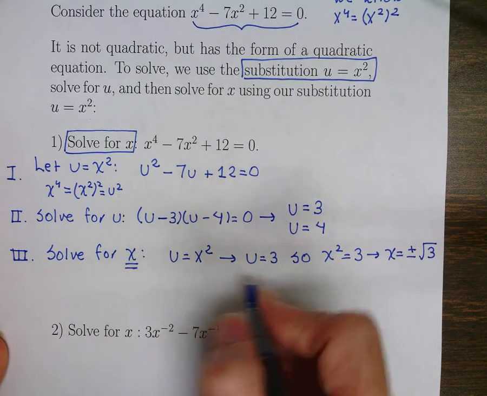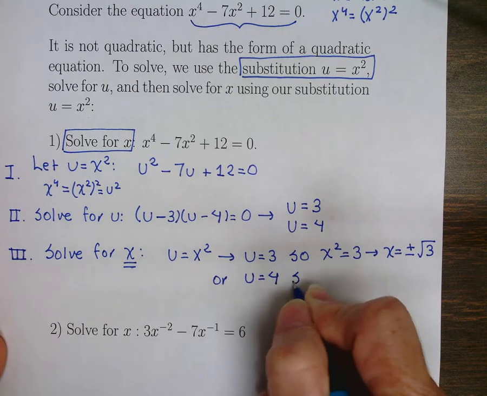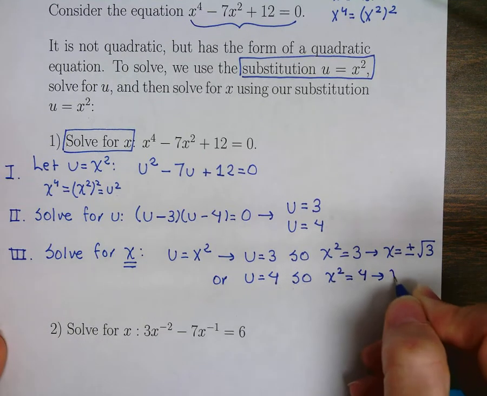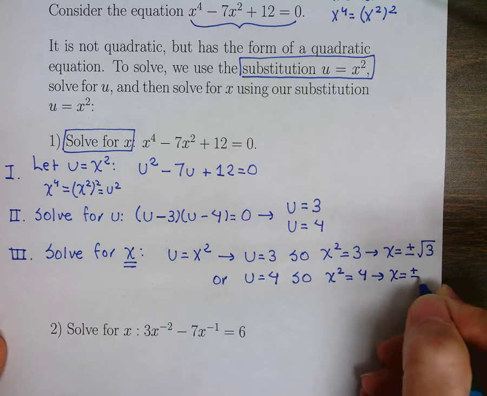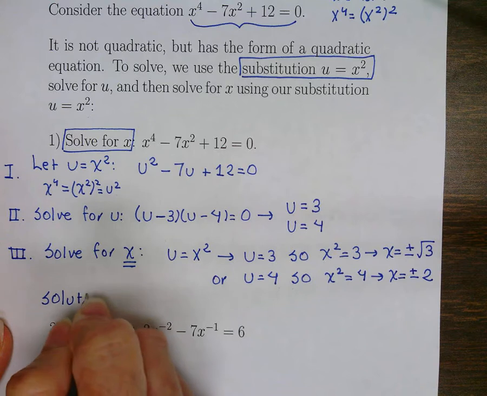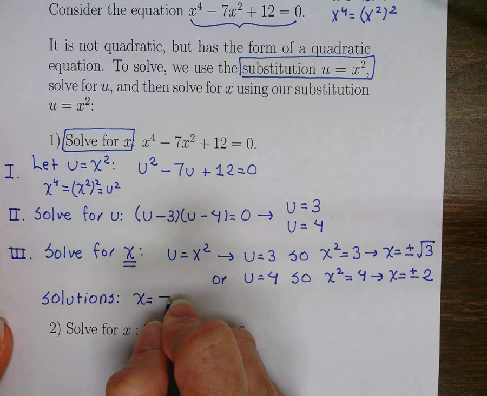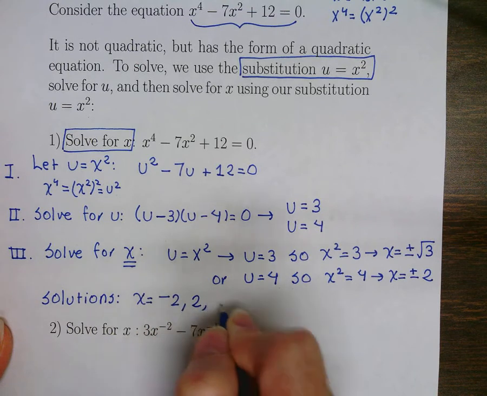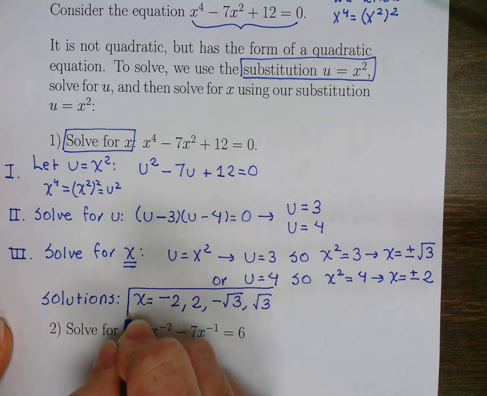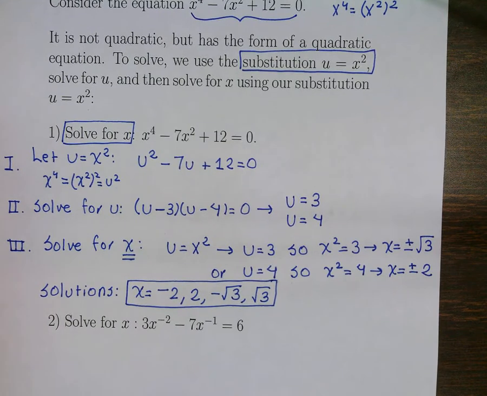The other solution is u equals 4. In that case, we would replace u with x squared equals 4, and of course we again use the square root property, and we get plus or minus 2. So our solutions: x equals negative 2, positive 2, minus the square root of 3, positive square root of 3. So we've solved that equation by substitution.